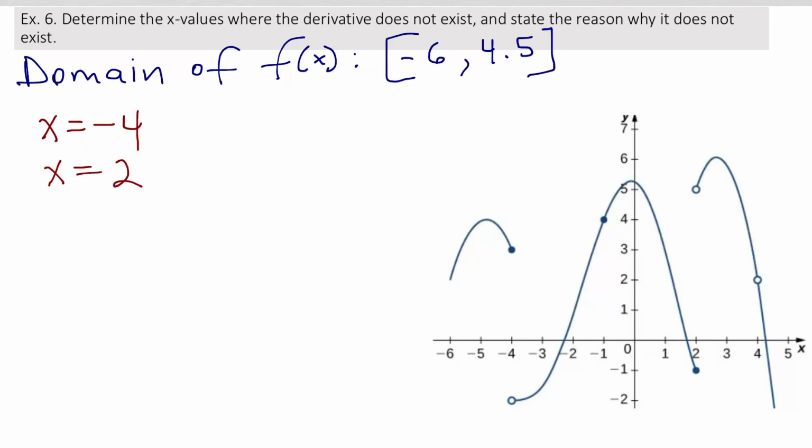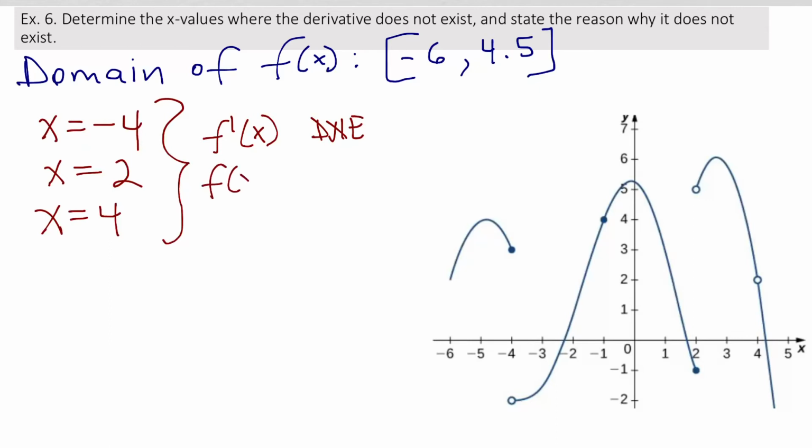And then we have another discontinuity here. We've got a removable discontinuity at x is equal to 4. Okay, so the derivative f prime of x does not exist. Let's just say does not exist because the function is discontinuous at these x values here. We'll just call them x is equal to a.